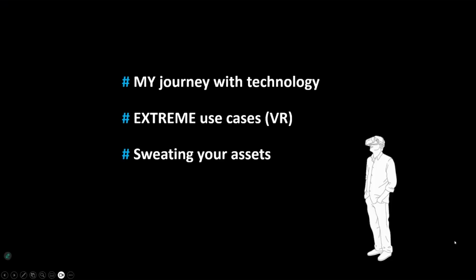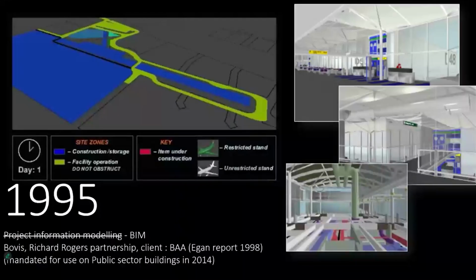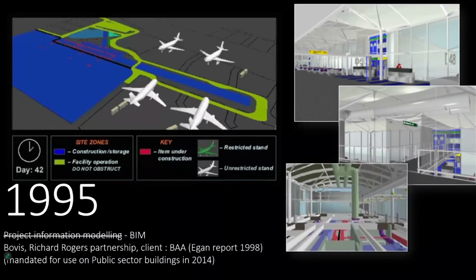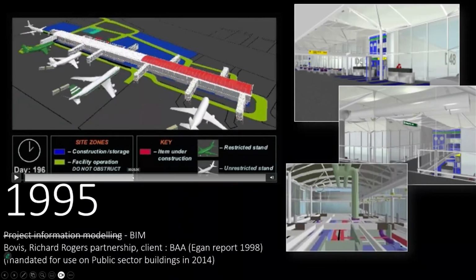Okay, so that's what we're doing now. But I thought I'd start with my journey with 3D technology, including VR, which is an extreme use case for visualization. So I started working 3D back in the late 80s, modeling buildings and sticking perspectives onto photographs for planning officers to review. Then in the 90s, I was constructing more detailed 3D and 4D building models and using this to coordinate information. It's something that we now know as BIM.